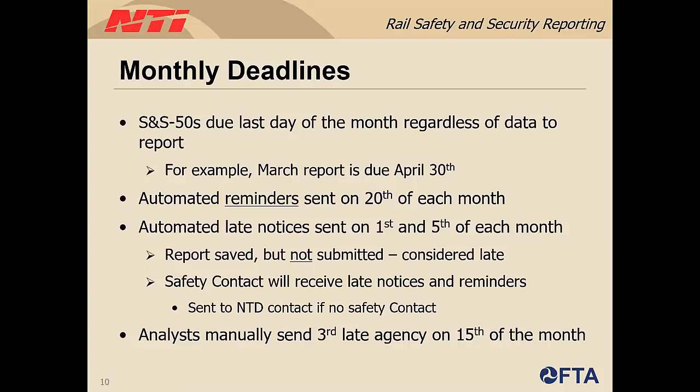The various forms and reports have their own deadlines. The S&S-20 monthly summaries are due on the last day of each month for the previous month's data. For example, the October report is due November 30th. The NTD system sends automated email reporting reminders to the safety contact on the 20th of each month. This is not a late notice, just a reminder to report.